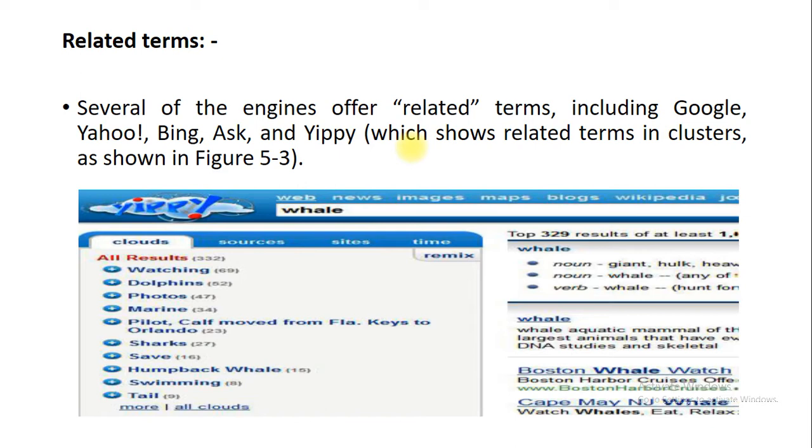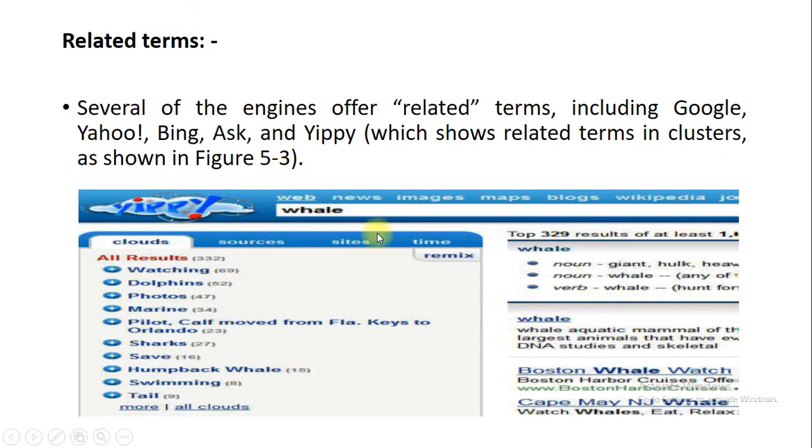We have taken the example of dog only, right? In that I have told you that you can use related terms with dog, either the dog or man's best friend. Several search engines also offer related terms, including Google, Yahoo, Bing, Ask or Yippee, which show related terms in a cluster as shown in figure 5.3.